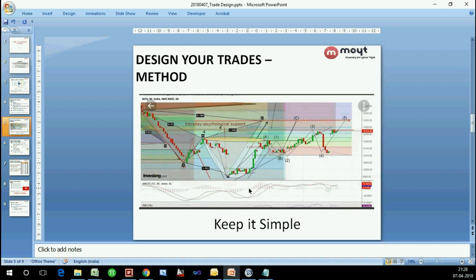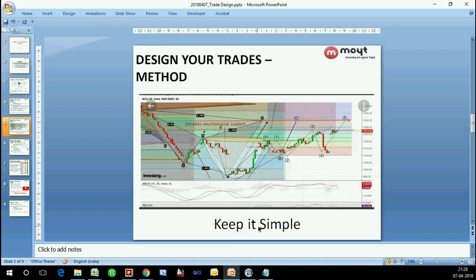Oscillators are RSI, stochastics. So I know how the price has been placed in relation to the previous 14 days or 20 days. This much is all which is required. No more information is required. So we are clear till this point, guys. We have to keep it simple.